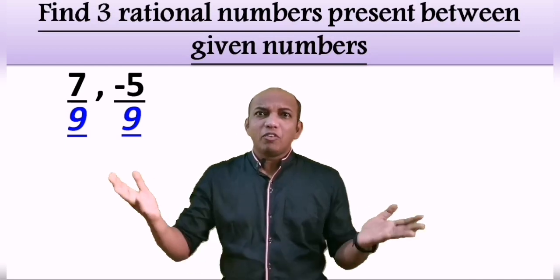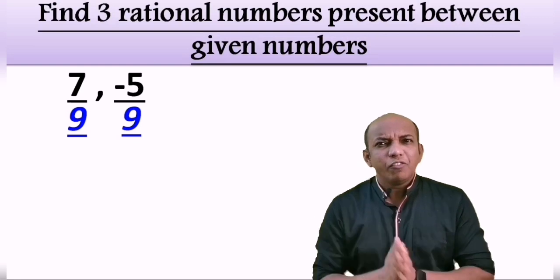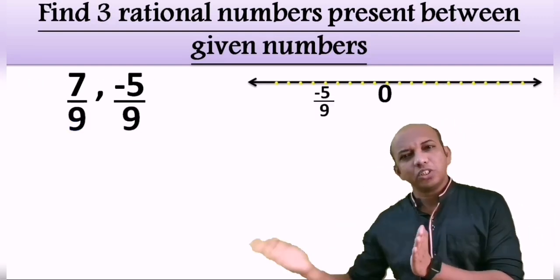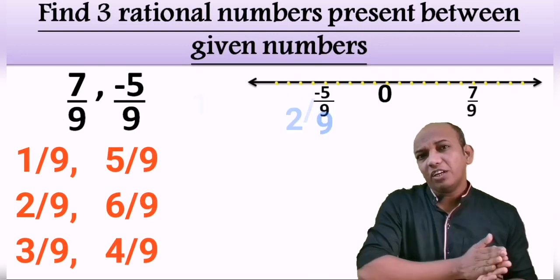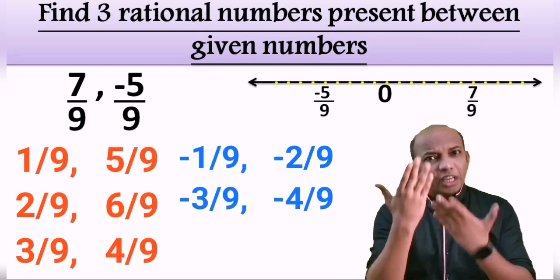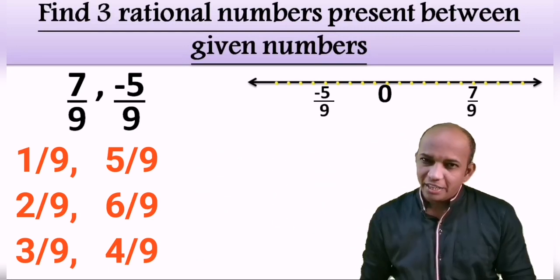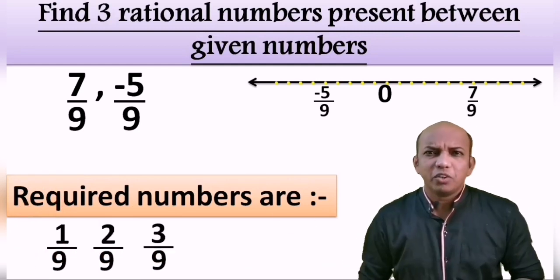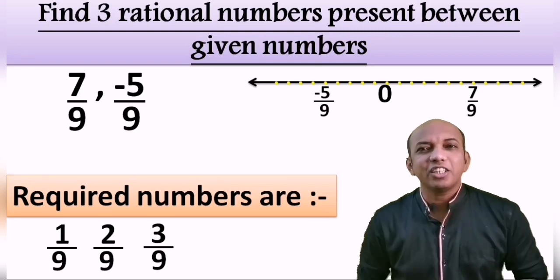So best part, life always says be positive, so write positive numbers. If we consider the number line, then from 0 to 7 upon 9 there are positive numbers, and from minus 5 to 0 there are negative numbers. You can choose any number, but the way I told you, be positive always. So 1 upon 9, 2 upon 9 and 3 upon 9. We can go ahead also, whatever you feel convenient. You can write your lucky number between them and your answer is over.